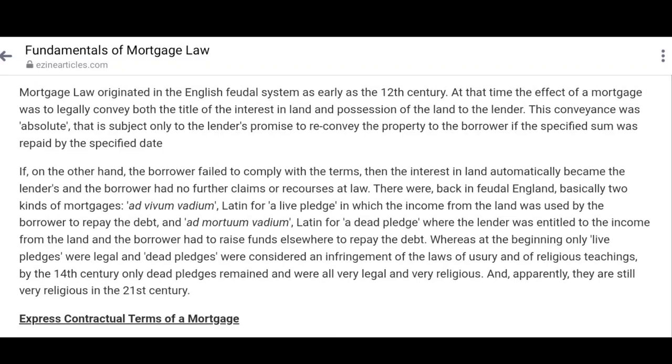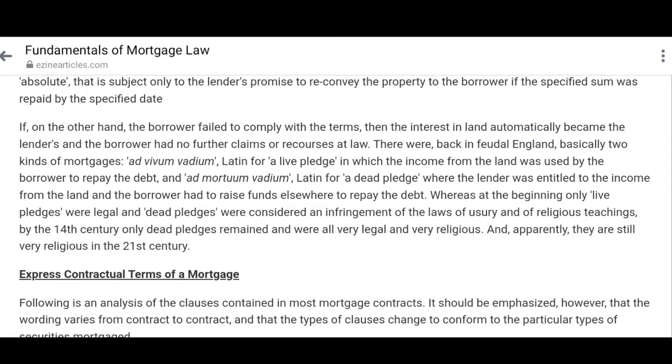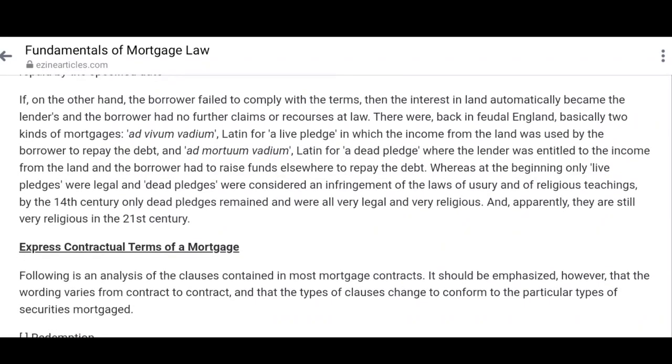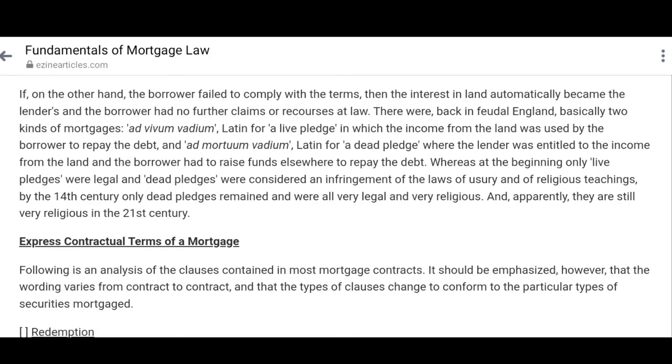This conveyance was absolute, that is, subject only to the lender's promise to reconvey the property to the borrower if the specified sum was repaid by the specified date. If, on the other hand, the borrower failed to comply with the terms, then the interest in land automatically became the lender's, and the borrower had no further claims or recourse at law.